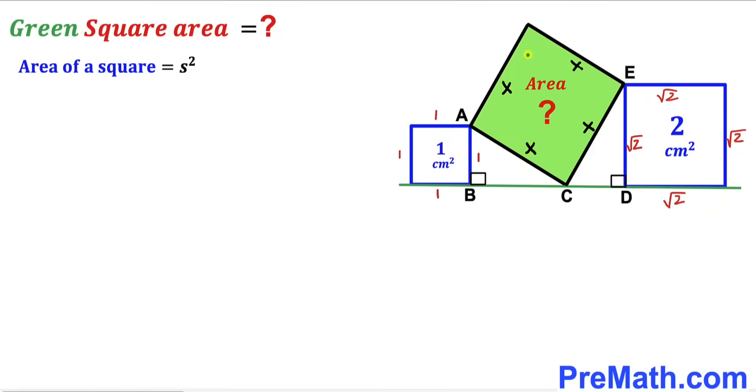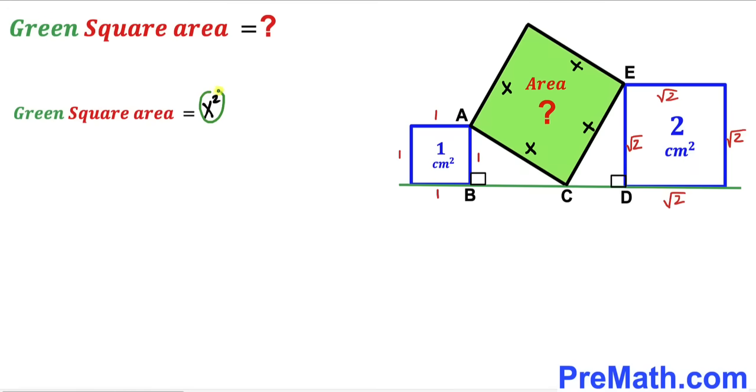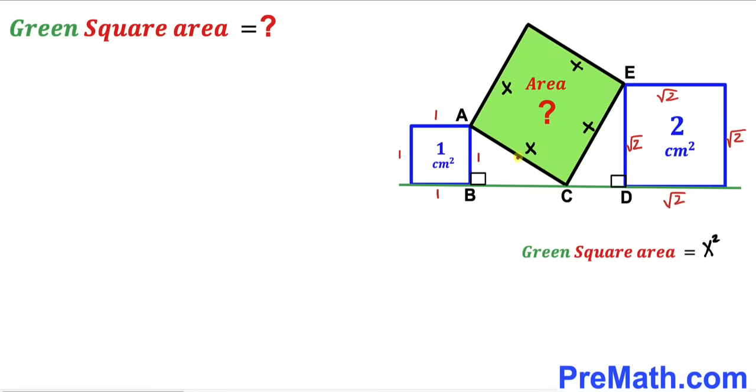And finally, let's focus on this green shaded square as well. Its side length is x across the board. So therefore the green square area is going to become x square. And now our task is to find the value of x square. And now let's bear in mind that this side AC is equal to this side CE. These side lengths are congruent.